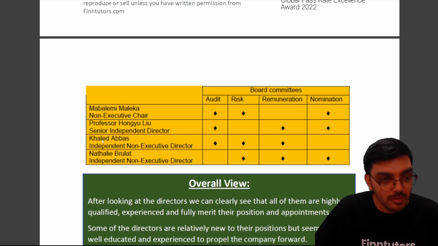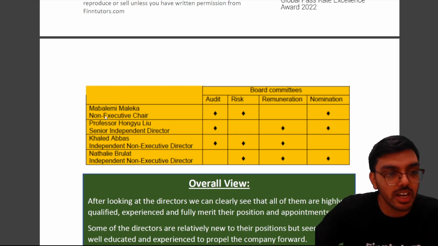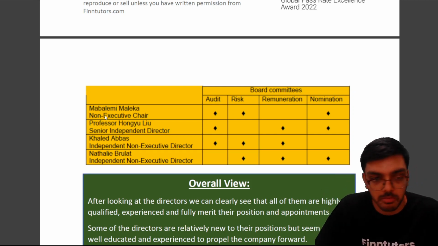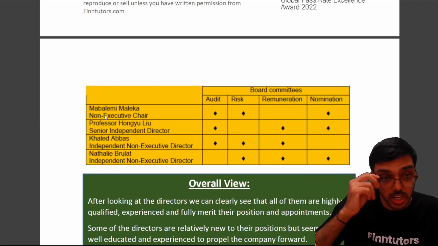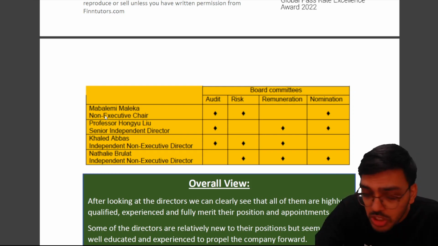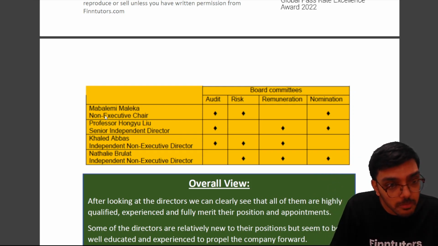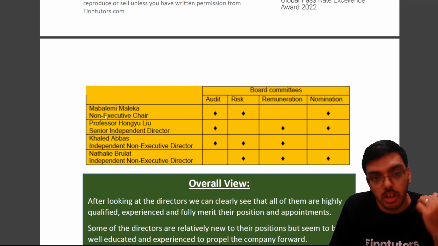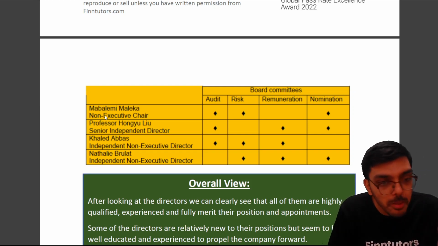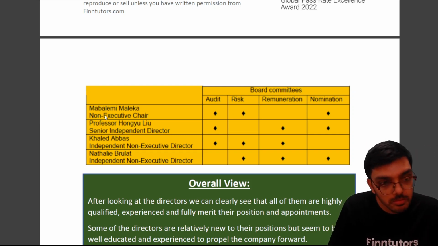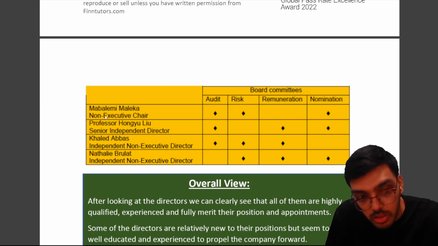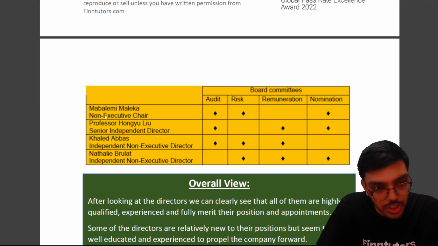Also, something interesting is that for every director, they've said non-executive, non-executive, and independent, independent, independent. But for Mabalemi, nowhere have they said independent non-executive chairman. So should I assume that it's independent? Or should I put a question mark that her independence is under question? Or maybe she is not an independent non-executive director? Then it's an issue for my company because non-executive directors should be independent. So something that has a question mark because there is no clarity provided in the pre-seen. So the independence of Mabalemi is under question.